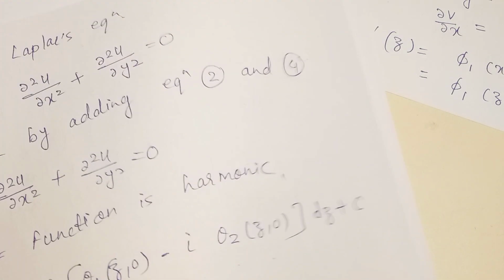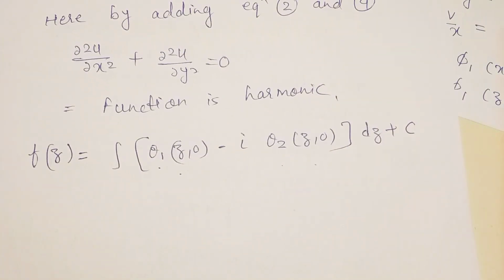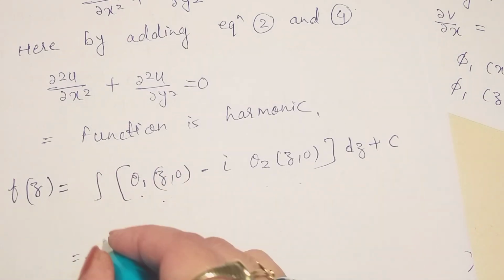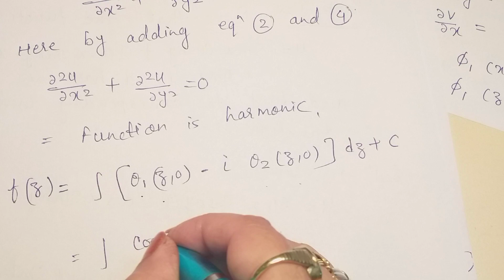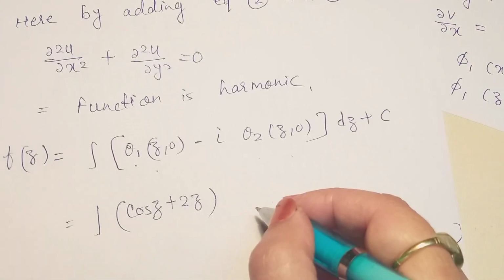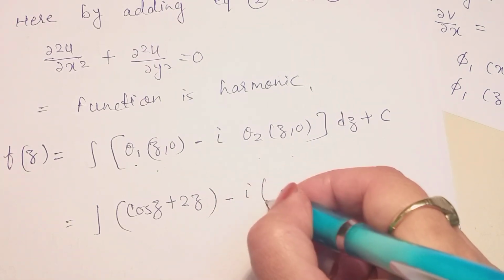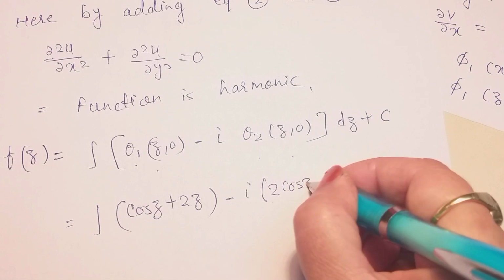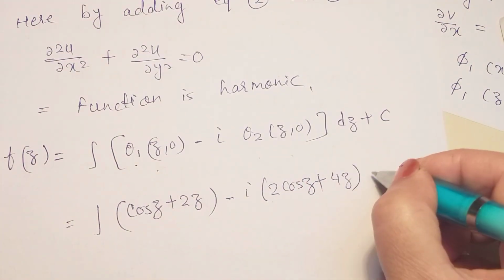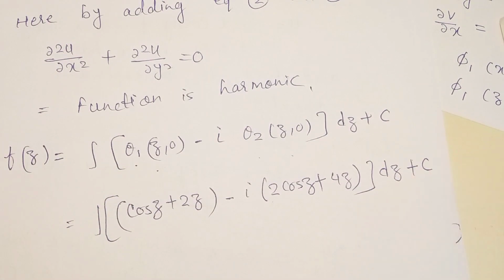So what we get after putting this value, we will get cos z plus twice of z minus iota 2 cos z plus 4z dz plus c.